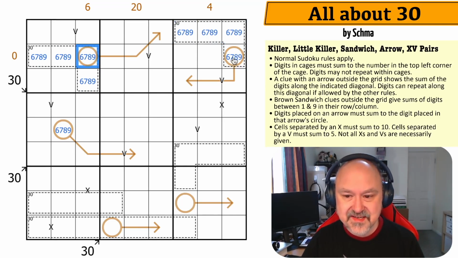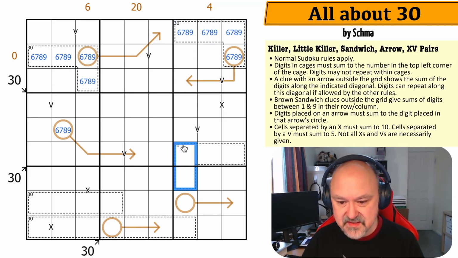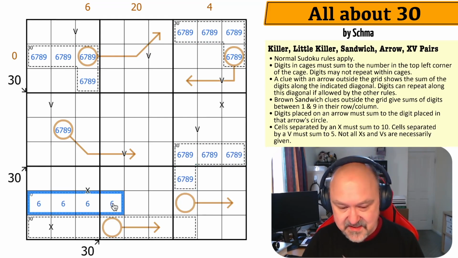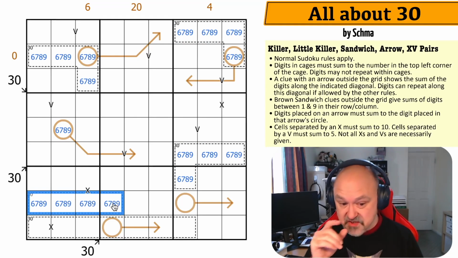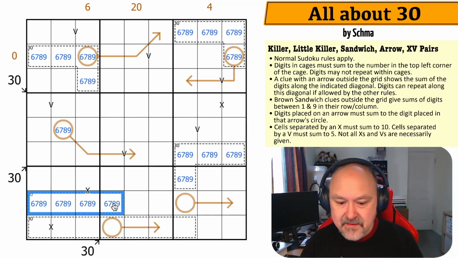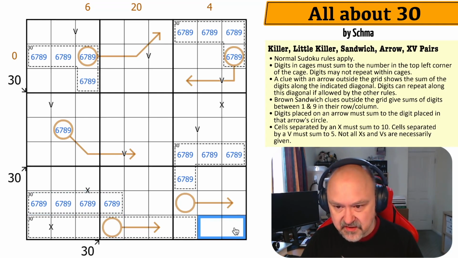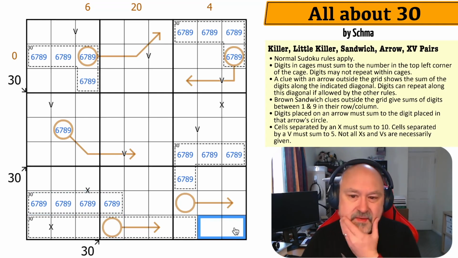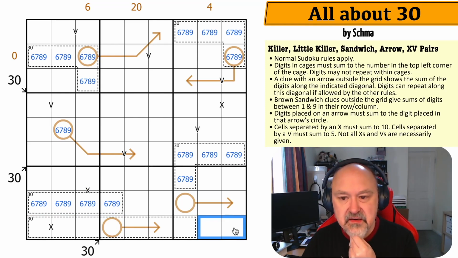And you can see that I've got exactly the same deduction in those arrowheads. These are 6, 7, 8, 9. These two are 6, 7, 8, 9. Not sure if I shouldn't be doing high-low coloring here. I maybe should just be doing high-low coloring here.